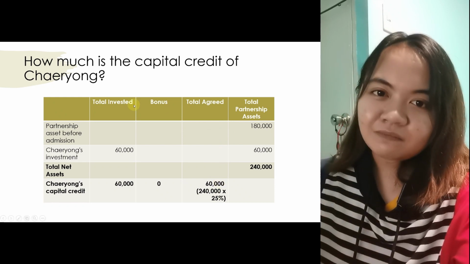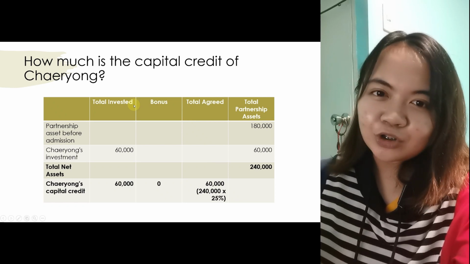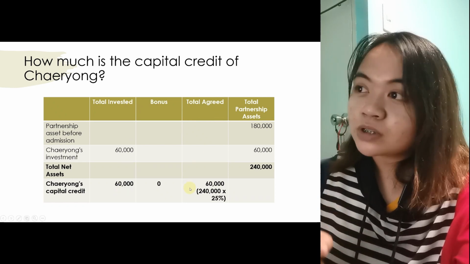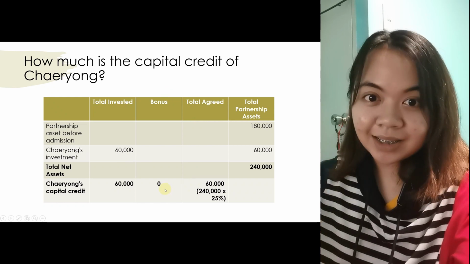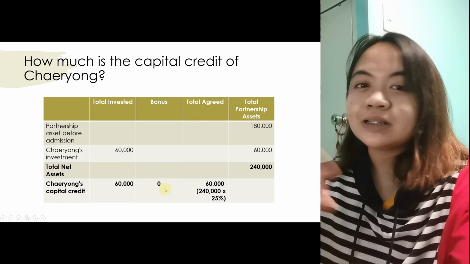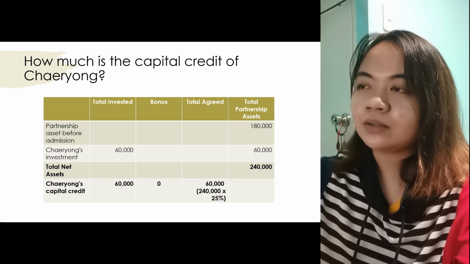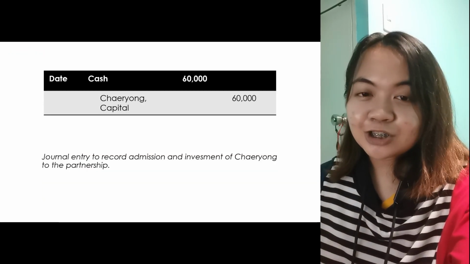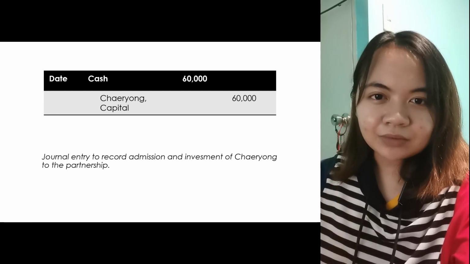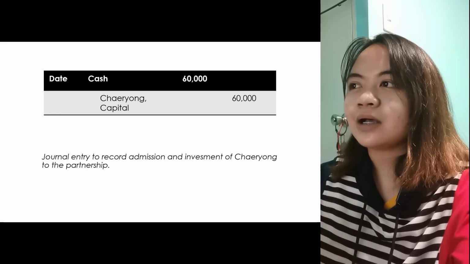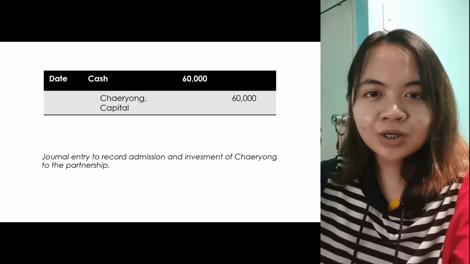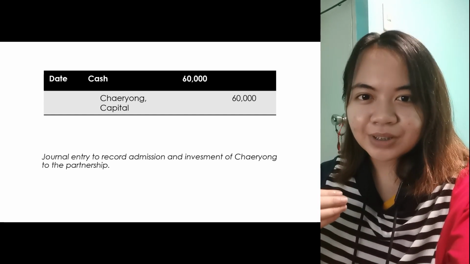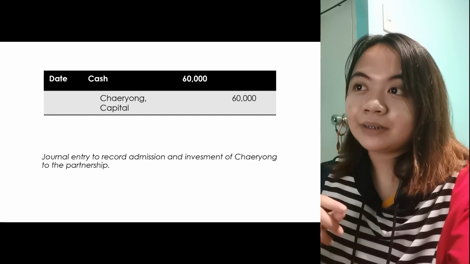So, tingnan mo yung total invested niya or total contributed niya, 60,000. Total agreed niya is also 60,000. May bonus ba? Wala. Okay, so yun. So, this is kapag equal ang investment sa capital credit. Okay, journal entry to record. Syempre, dahil nag-invest si Cheryong, dagdag siya sa partnership, debit cash, 60,000, and then i-credit mo na yung capital account ni Cheryong at 60,000. Okay, that's the total agreed capital.